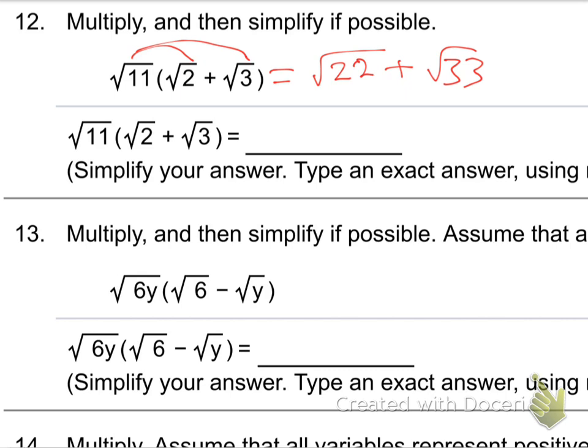So there's number 12. Let's go to 13. I'm going to rewrite 13. We need a little more space. So 13.